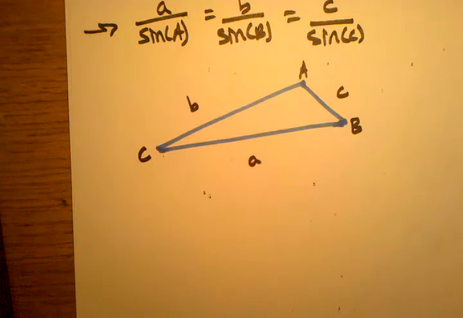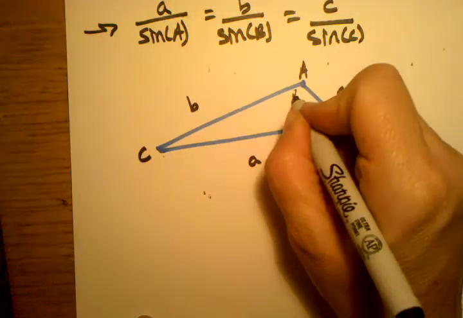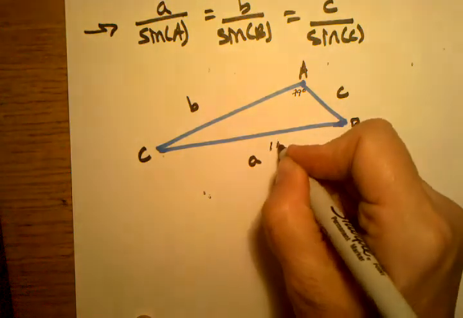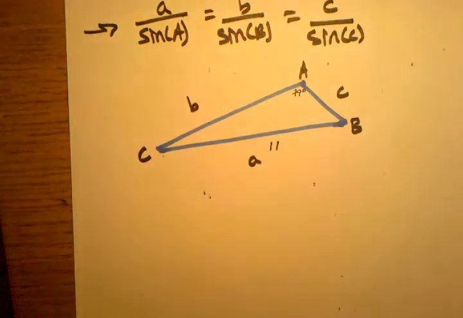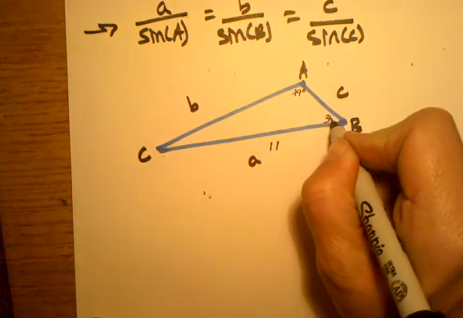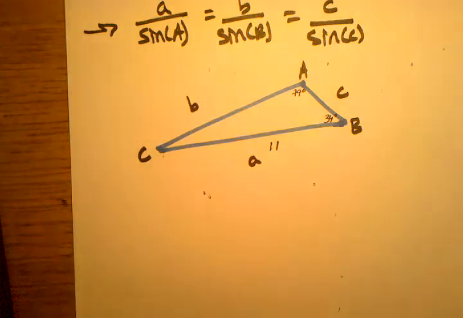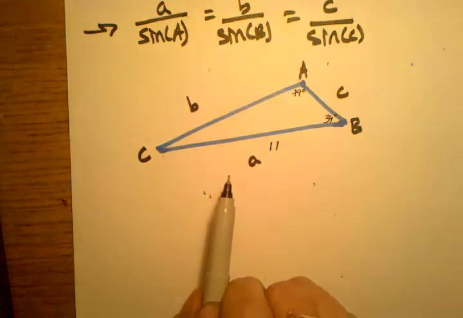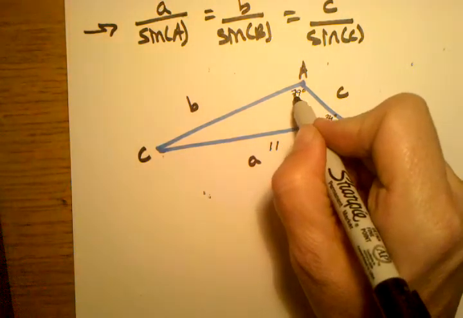Alright, so let's say I am given that angle A is 79 degrees, and I'm given that side A is 11 units of some sort, and I am given that angle B is 34 degrees. And let's say that's all I'm given. Yes, if I want to, I can drop an altitude line and do what we did in class last time. But now I'm just going to say we have to use the law of sines.